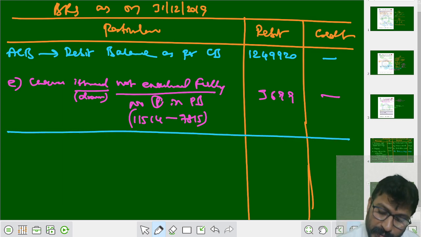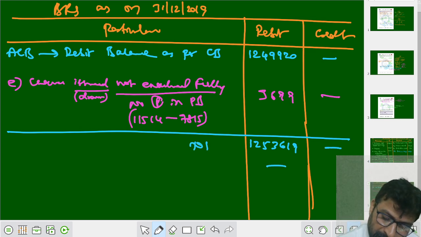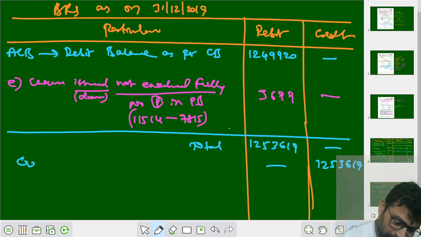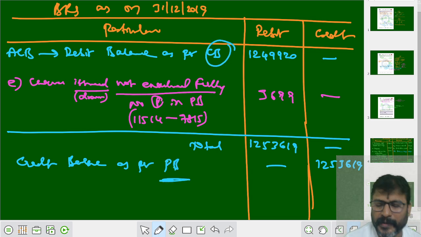Now you work out the total. The total comes to 12,53,619. Either nothing. What is the difference? The same difference 12,53,619 किधर कम है? क्रेडिट साइड में कम है. क्या लिखना अब? क्रेडिट बैलेंस as per passbook. Started with cash book, end with passbook.